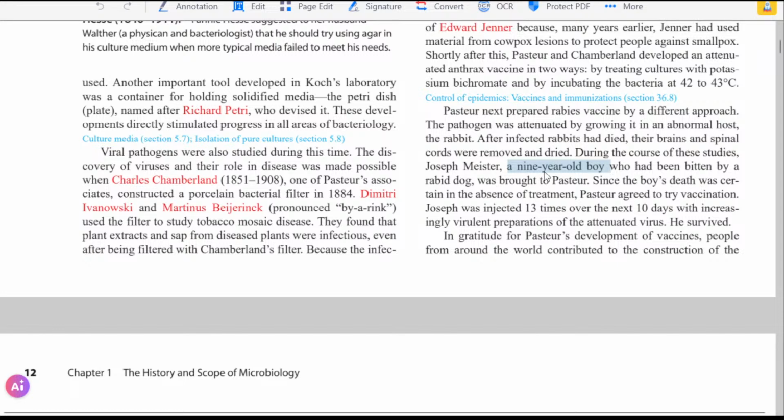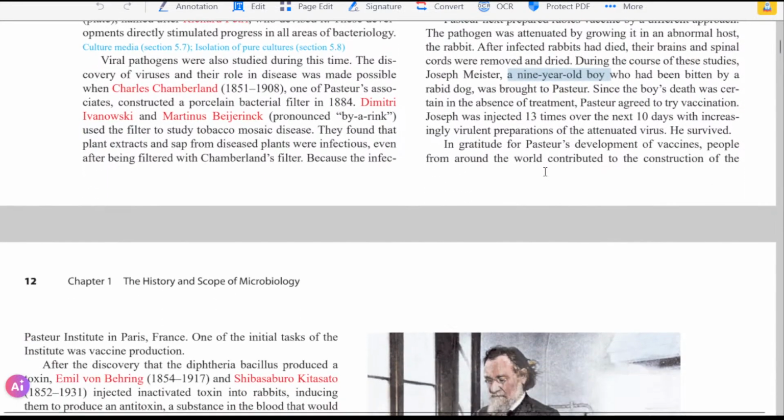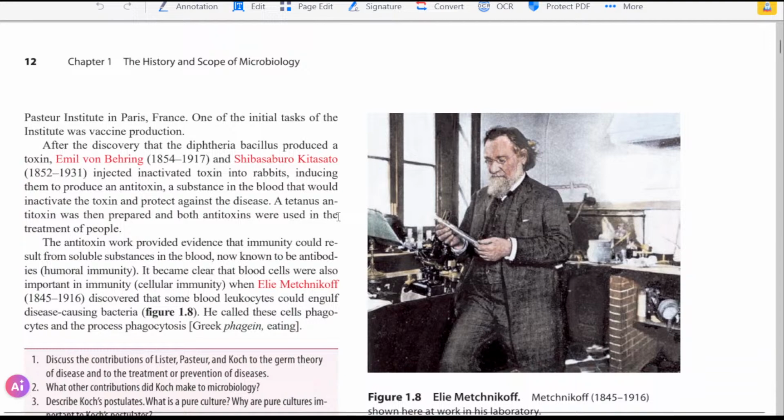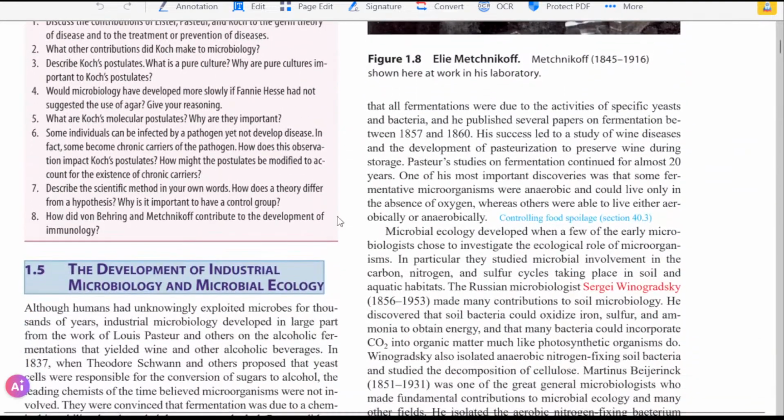A 9-year-old boy was bitten by a dog that was the reservoir for the rabies virus, and then when he injected the vaccine, he showed that it was killed. So it was the development of the vaccine by which he contributed to the germ theory.